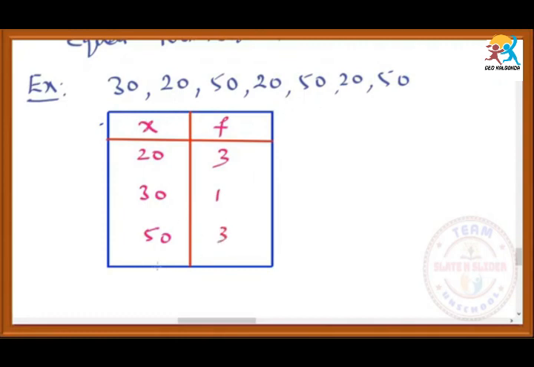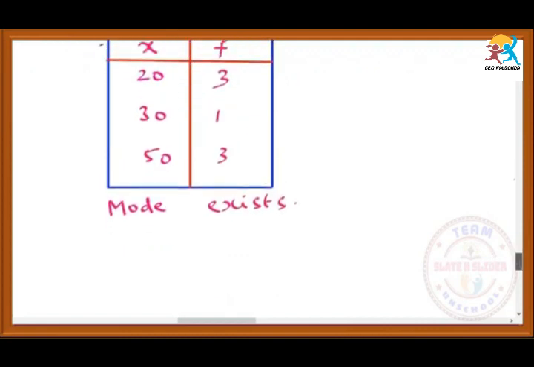So here, does the mode exist? Yes, the mode exists because all the numbers have not come an equal number of times. One number has come fewer times. That means here the mode will exist. So that mode is equal to 20 and 50. Two modes.